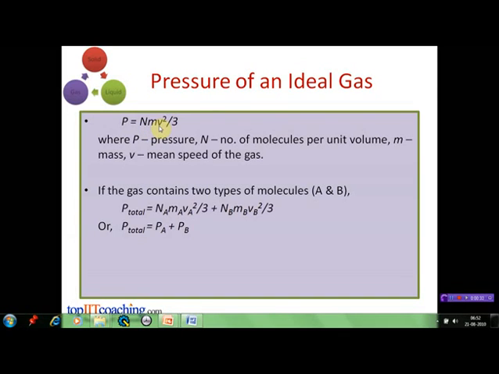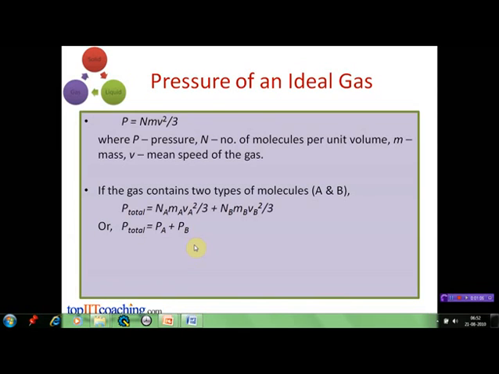Now suppose the molecules were not all of the same mass. If we had two types of molecules, say A and B, the pressure would be due to both of them bombarding the walls, and therefore total pressure will be equal to N_A m_A v_A squared divided by 3 plus N_B m_B v_B squared divided by 3, which is easier to write as P total equals P_A plus P_B. This is one way of writing Dalton's law of partial pressures.